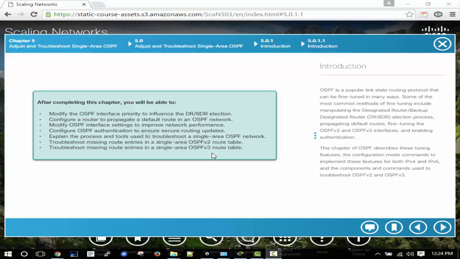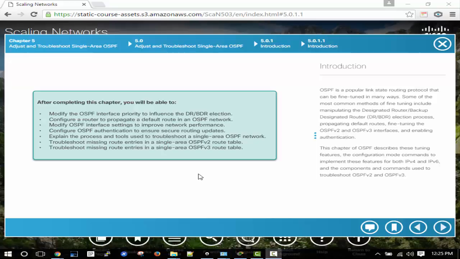Modify the OSPF interface priority to influence the DR and BDR election. Configure a router to propagate a default route in OSPF network. Modify OSPF interfaces to improve network performance. Configure OSPF authentication to ensure secure routing updates.